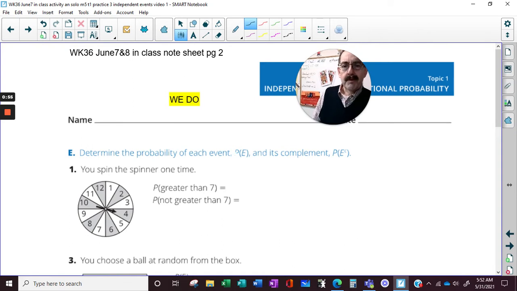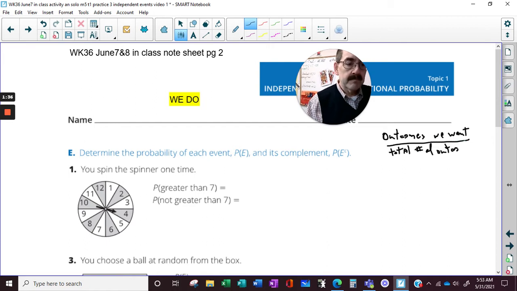All right. Determine the probability of each event. Probability of the event and its complement. Okay, vocabulary. Spinner. We've all spun a spinner, right? Played Twister. Now, probability of greater than 7. Now remember, the probability of an event is the outcomes we want over the total number of outcomes.